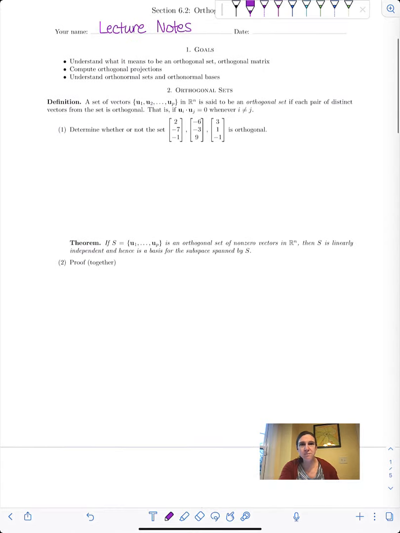Hello, and welcome to section 6.2 of our linear algebra notes. Today we're going to talk about orthogonal sets and orthogonal matrices. We'll compute orthogonal projections, and we'll understand orthonormal sets and orthonormal bases.